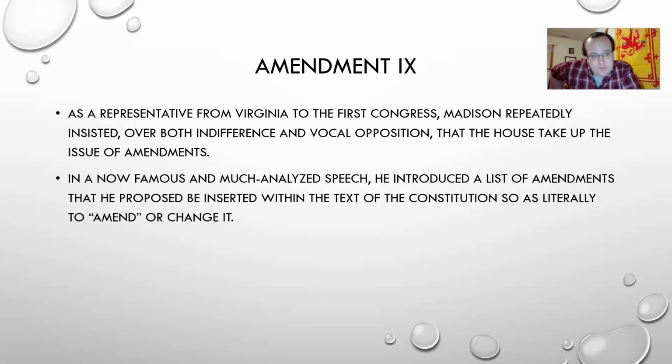So Madison came from Virginia. Madison was representative of that state to the first Congress. He repeatedly insisted, over people's indifference and people's very vocal opposition, that the House take up the issue of these amendments that we're studying. And he says in a very famous and much analyzed speech that unfortunately we won't have time to really get to, he introduces a list of amendments that he proposed be inserted within the text of the Constitution. So it's literally to amend or change it. Now, it is done that way.